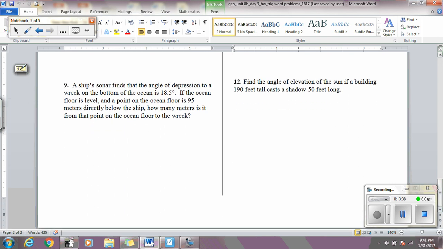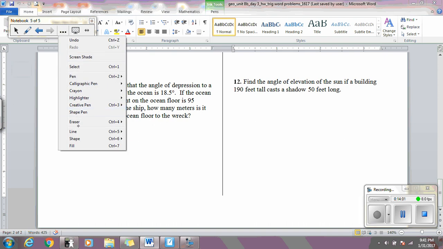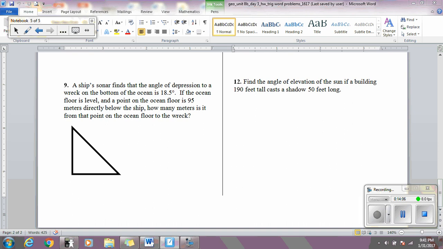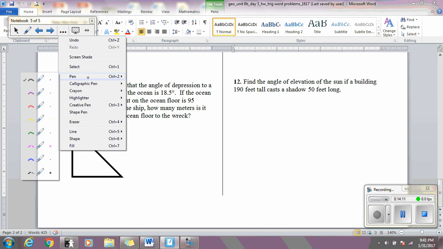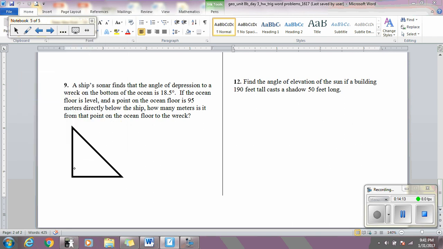All right, number 9 says, a ship's sonar finds that the angle of depression to a wreck on the bottom is 18.5. If the ocean floor is level and a point on the ocean floor is 95 meters below the ship, how many meters is it from that point on the ocean floor to the wreck? So again, draw our triangle. Then if you want to illustrate the situation, by all means, go for it.